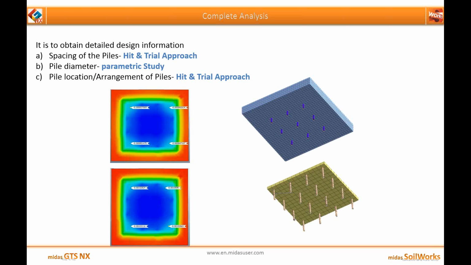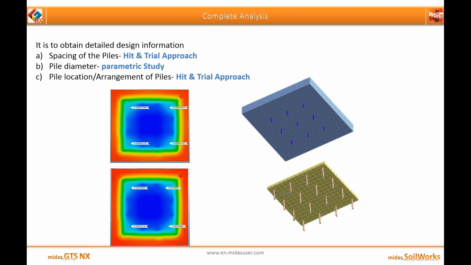Now, with the complete analysis with the numerical method, the first is the spacing of the piles. Based on the design criteria, let's say if the design criteria says that the displacement should not be more than a particular value, it is totally a hit and trial approach. So you could consider two types of spacing and then run the analysis and get the results. The second is the pile diameter, for which you can use the parametric study option, where you can just change the pile diameter and get the analysis result for the same model.